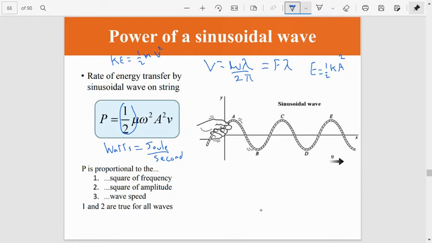Overall, though, although this formula is for the sine wave, the power for any wave is actually proportional to the square of the frequency and the square of the amplitude. So we'll see this is also going to be true for sound waves in the next chapter.